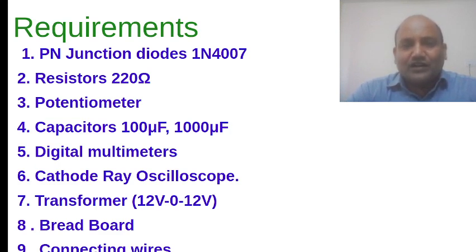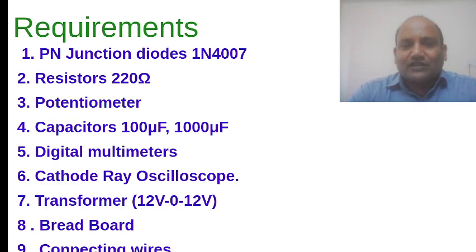1N4007, 200 ohm resistance, 2 capacitors, 100 microfarad and 1000 microfarad. Two digital multimeters, one used as an ammeter and another one used as a voltmeter, and CRO.